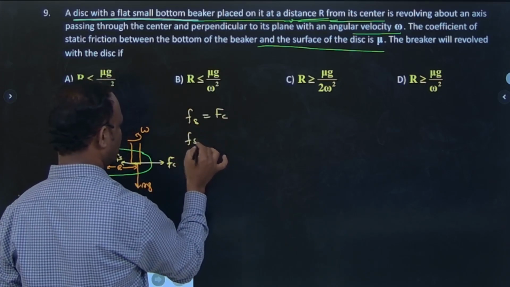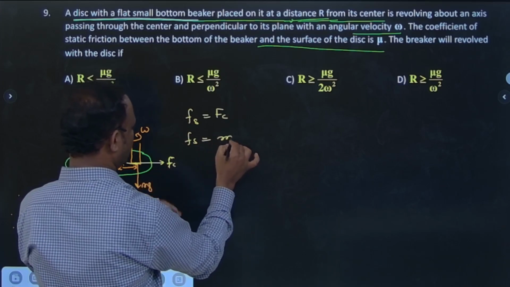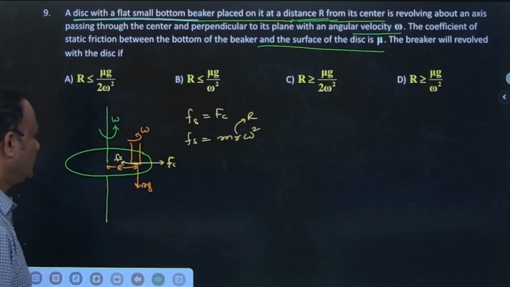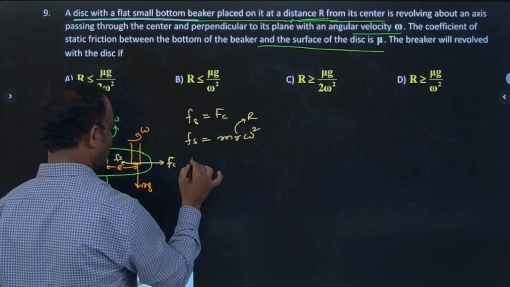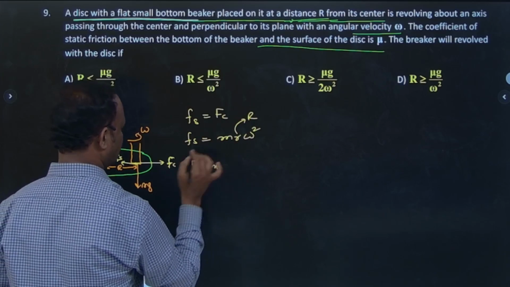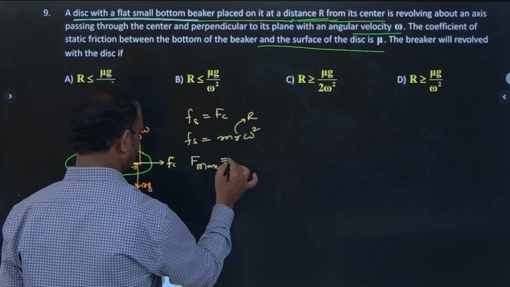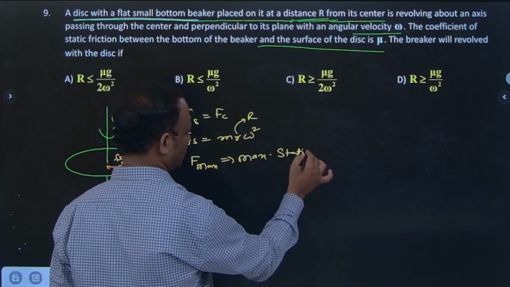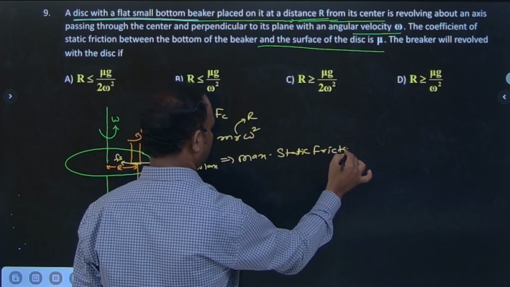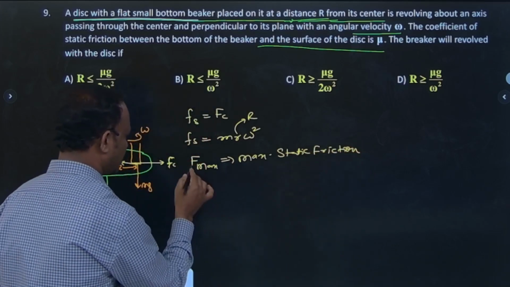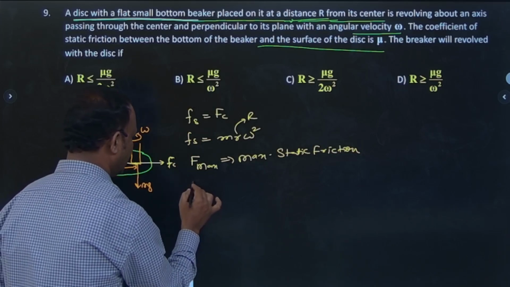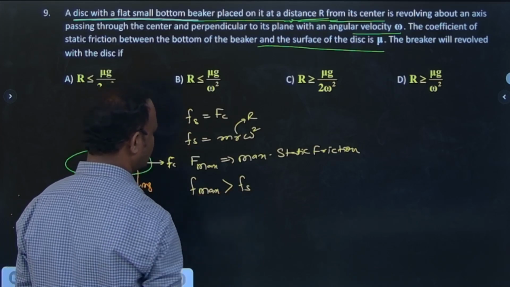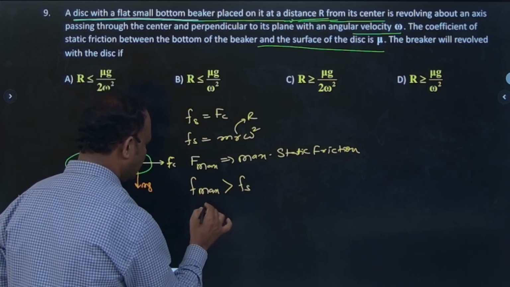Fs is equal to Fc means m r omega square, where R is the capital letter R. And this Fs is a maximum, so maximum static friction, because it is at the rest position. So the maximum static friction F max is greater than or equal to the Fs condition.